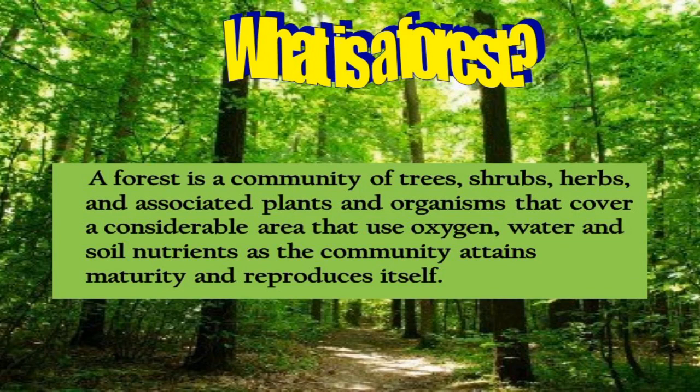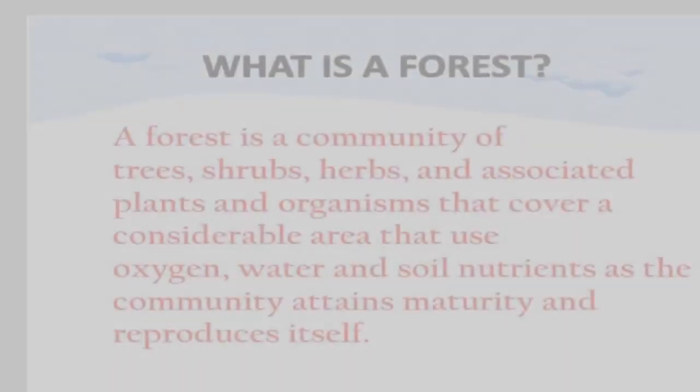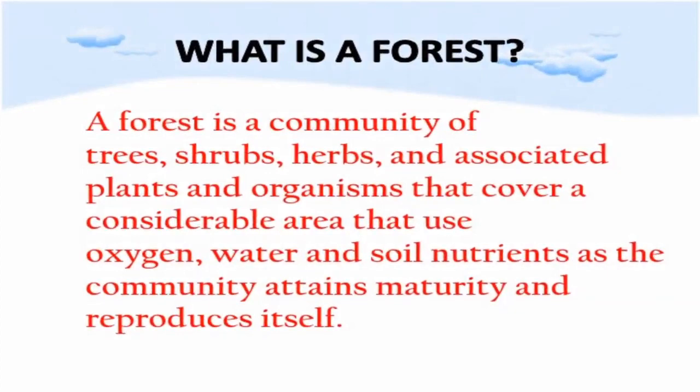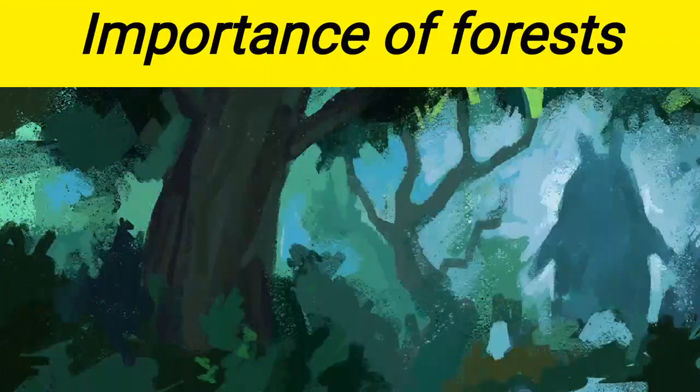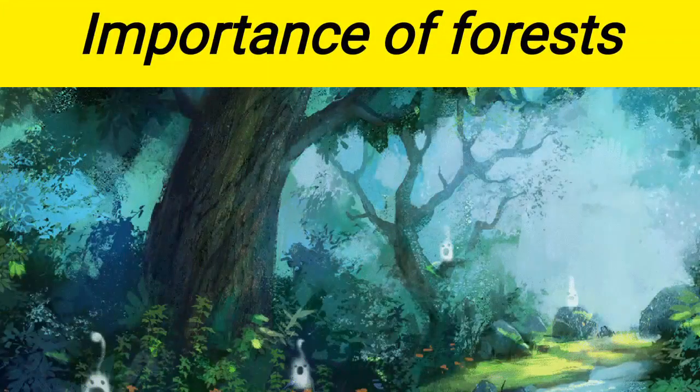A forest is a community of trees, shrubs, herbs, and associated plants and organisms that cover a considerable area and that use oxygen, water, and soil nutrients. You can say that they are producing oxygen for us. Let's discuss the importance of forests. But before that, it is important for you to learn the definition of forest. First, you have to understand what a forest is. A forest is a large area of land covered with trees, shrubs, and grass.